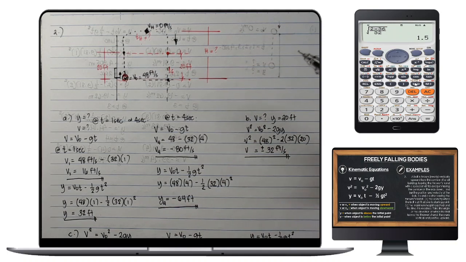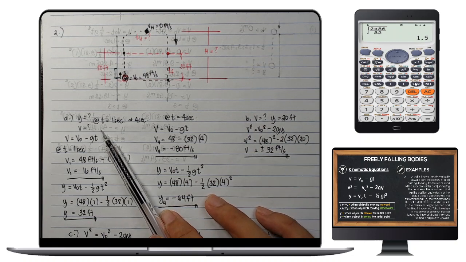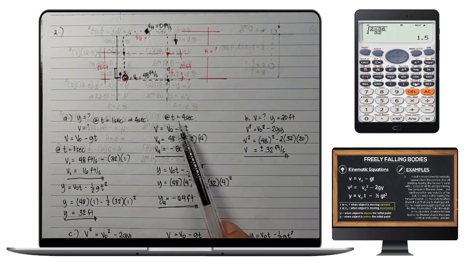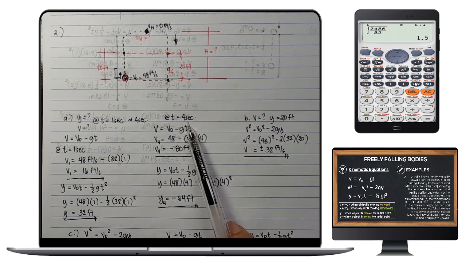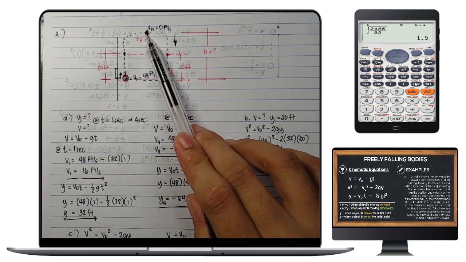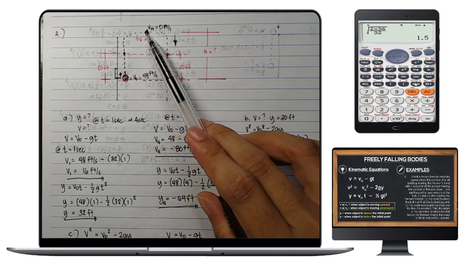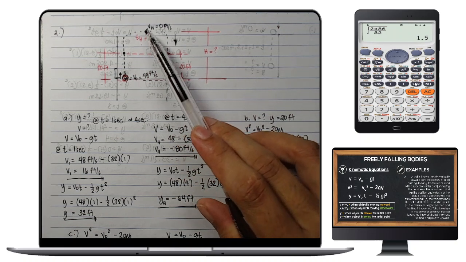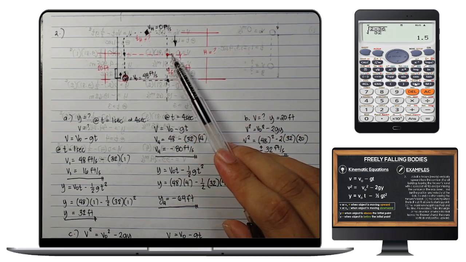Kaya nga yung na-solve natin kanina, when the time is 1 second, so wala pa siyang 1.5, the ball is going upward. Positive pa yung velocity. When the time is 4 seconds, the ball is now going downward. So negative. Kasi yung 4 seconds, lampas na siya sa 1.5. Okay? So, any velocity after 1.5 seconds will be negative. Kasi, after 1.5 seconds, nasa maximum height na siya. And yung sunod na mangyayari, bababa na yung bola.